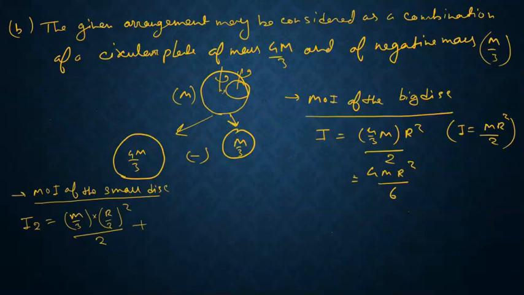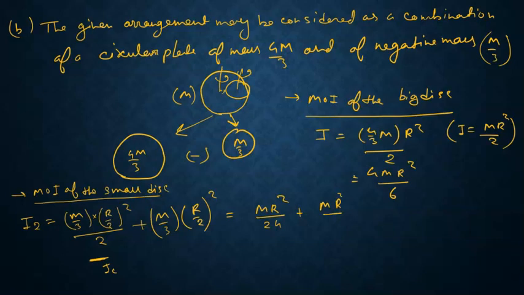So we can say that I2 equals IC plus mass of the smaller disk into perpendicular distance square, that is r by 2 whole square, which equals m r square by 24 plus m r square by 12, that is 3 into 4, 12, which equals 3 m r square by 24, that is I2.